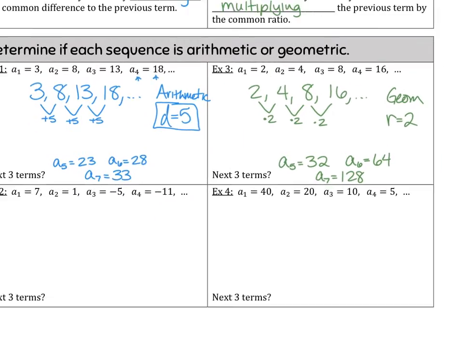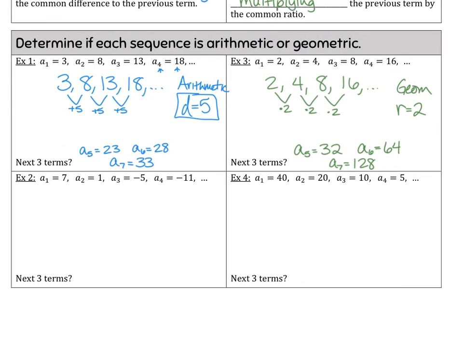You have 2 examples here, example 2 and example 4. I'm not telling you which ones they are. I need you to figure out if they're arithmetic or geometric. That's what I was going to ask. How do we tell the difference?